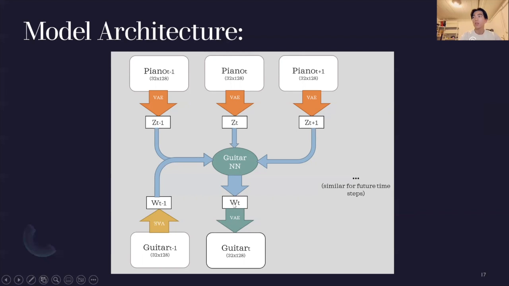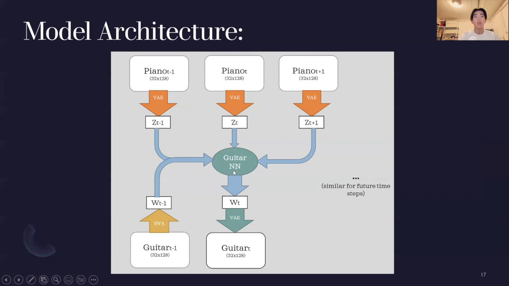So for example, here WT represents a simplified matrix, and we're using the VAE to decode it into the original music matrix. And so after this, the outputs of the VAEs are passed into a neural network. Here we took the example of guitar. So guitar NN is the guitar neural network. And this is where the music is actually being generated.